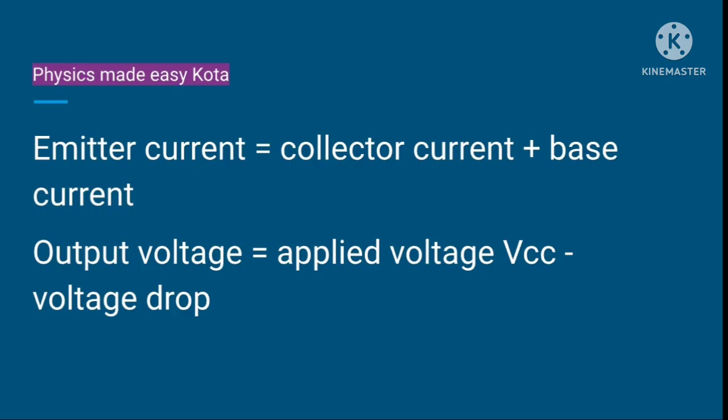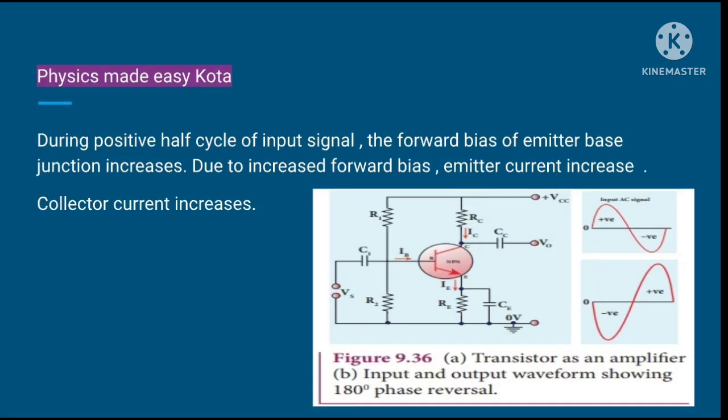If we use Kirchhoff's law, the emitter current is the base current plus the collector current. When collector current flows through the load resistance, the collector voltage is equal to the applied voltage VCC minus the voltage drop across RL. If we see the circuit diagram, during the positive half cycle of the input signal, the forward bias of the emitter base junction increases. Due to increased forward bias, emitter current also increases. As the emitter current is a combination of the collector current and the base current, the collector current also increases.